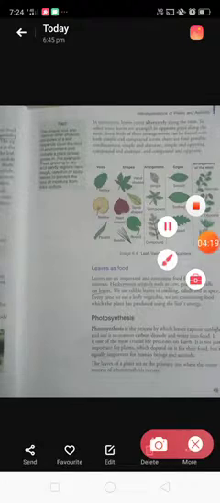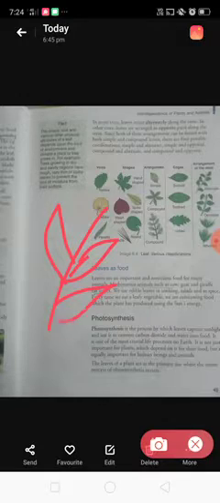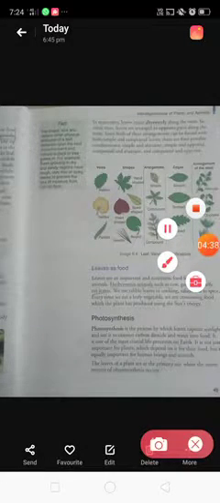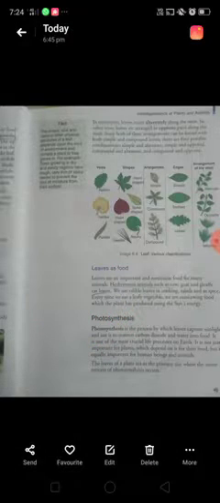Next one is opposite arrangement. Opposite means they start from the single stalk exactly opposite each other. This is called the opposite arrangement of the leaf. Clear? Next one is whorled leaves. Whorled leaves means on a single stalk there are lots of leaves. They are called whorled leaves. Clear?